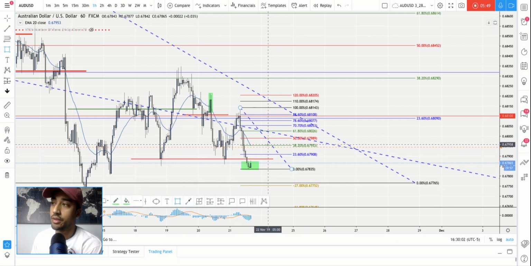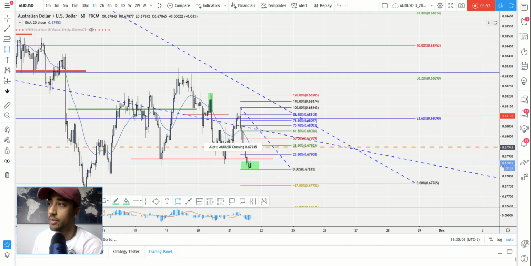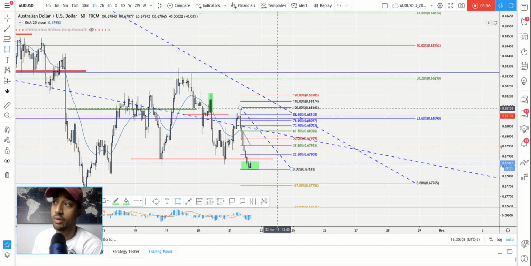bullish, bearish. So it could be at 38.2, 50%, 61.8. It could be anywhere in this region. It can even go all the way to 100%. I doubt it's going to go all the way up there, but it can. So let's say it goes to 50%.